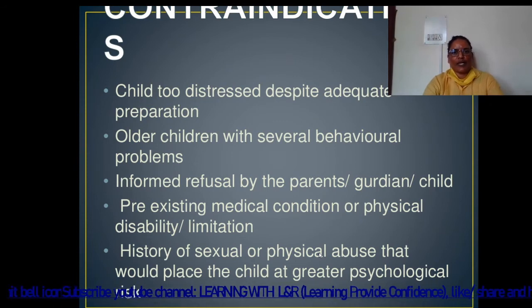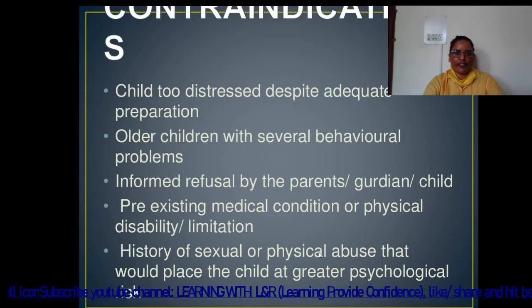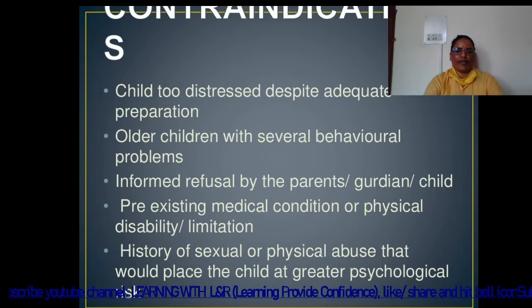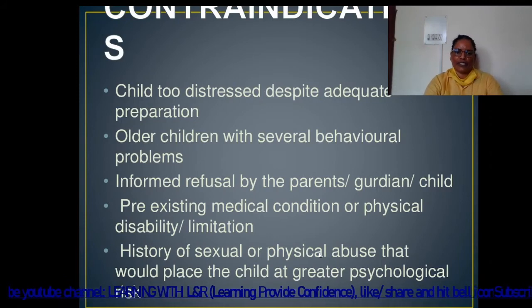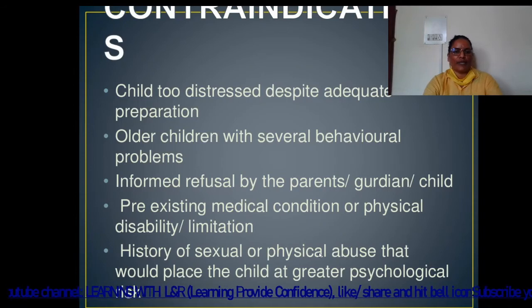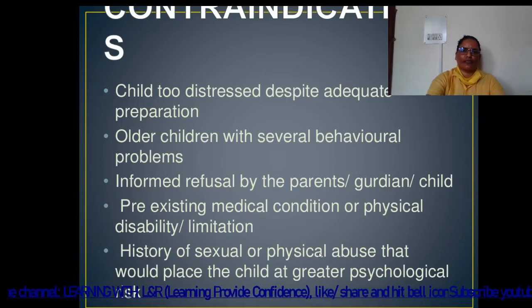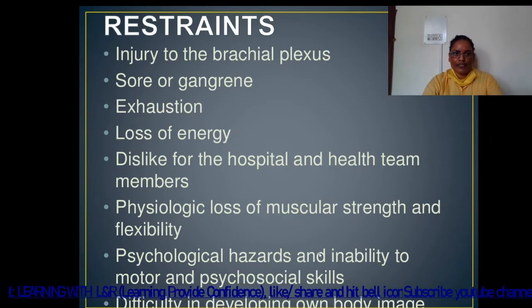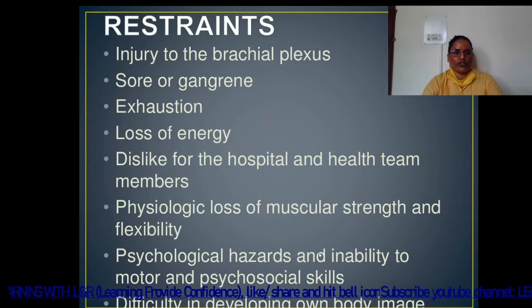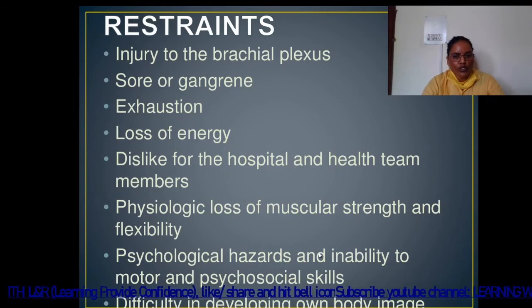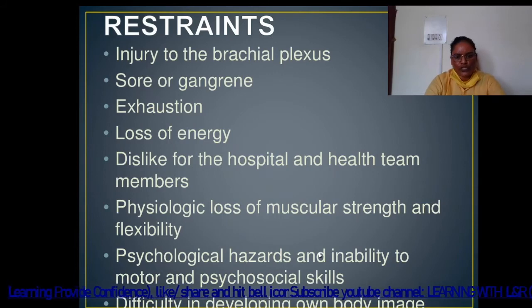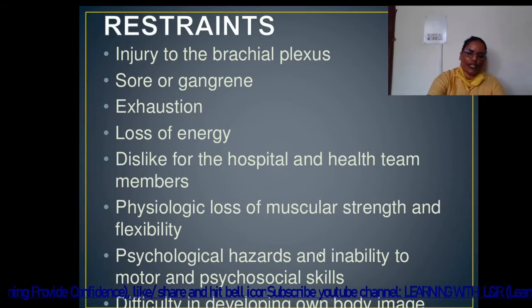child too distressed despite adequate preparation, older children with severe behavioral problems, informed refusal by the parents, guardian or child, pre-existing medical condition or physical disability or limitation, history of sexual or physical abuse that would place the child at greater psychological risk. Then restraint hazards: injury to the brachial plexus might occur, sore or gangrene, exhaustion, loss of energy, dislike for the hospital and health team members, physiologic loss of muscular strength and flexibility, psychological hazards and inability to develop motor and psychosocial skills, difficulty in developing own body image.